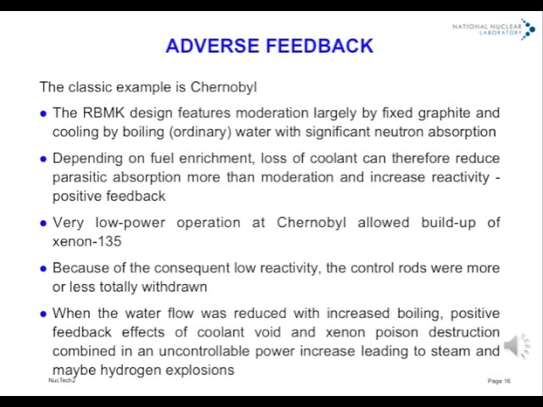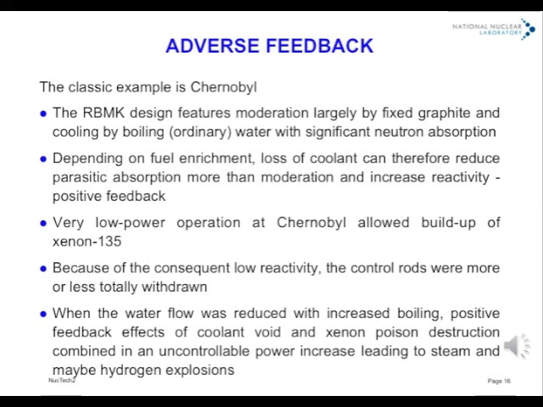Adverse feedback. The classic example is the Chernobyl accident of 1986. The RBMK type of reactor is moderated primarily by graphite and cooled by boiling ordinary water, which does contribute to moderation, but more importantly absorbs neutrons. To an extent depending on the enrichment of the fuel, a loss of coolant through excess boiling can reduce absorption more than moderation, so that reactivity increases and boiling is accelerated.